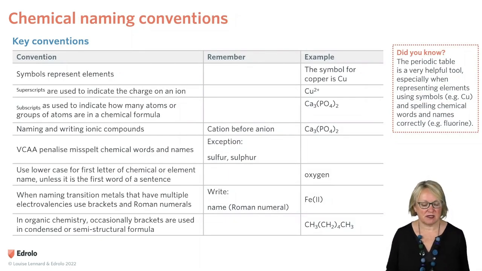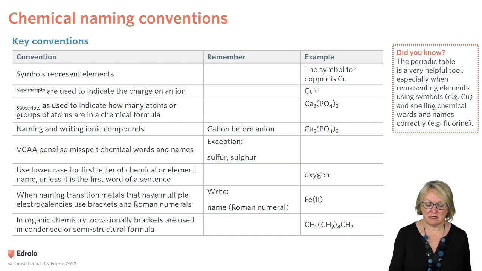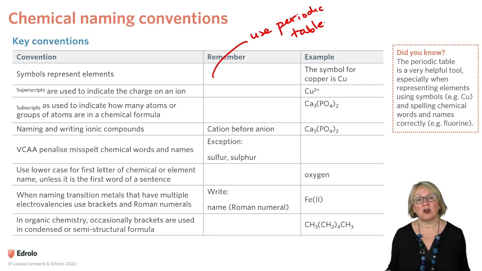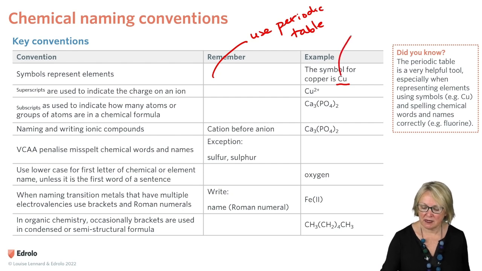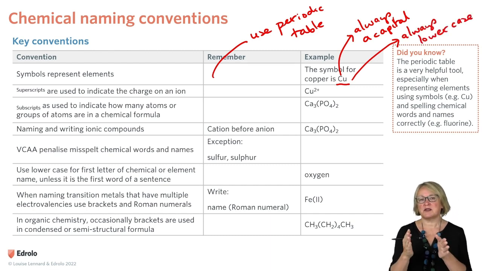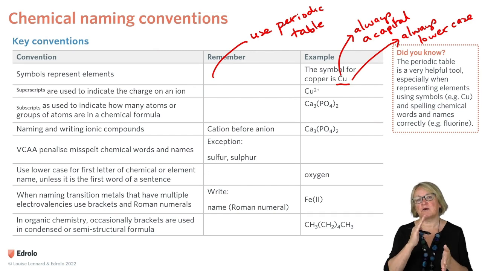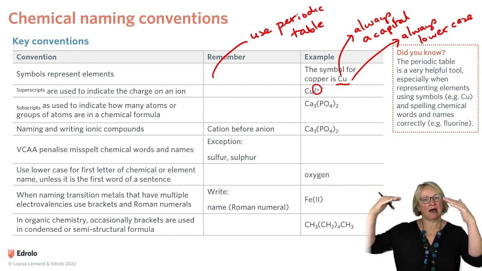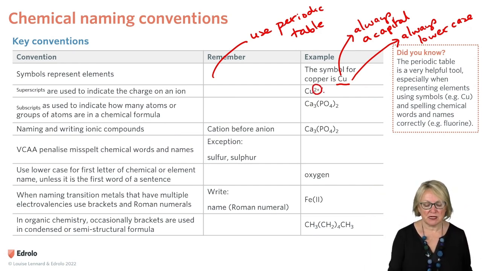Okay, some key conventions. We use symbols to represent elements, and you can use the periodic table to help you with this. For example, the symbol for copper is Cu. If you're looking at the symbols, the first letter is always capitalized, and if there is a second letter in the element, such as in Cu, the second letter is always in lowercase. That way, when you start putting atoms together in a compound, you can see where one atom starts and another begins. Superscripts are the high up values or symbols, and they're used to indicate the charge on an ion.